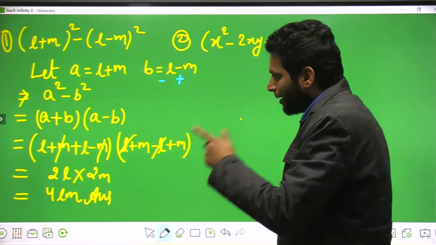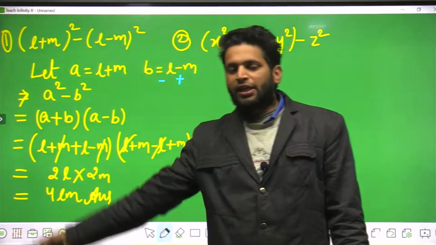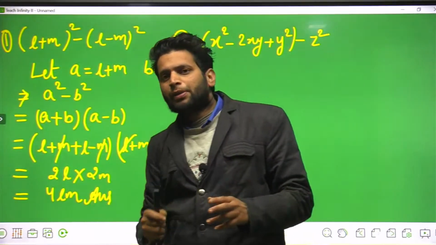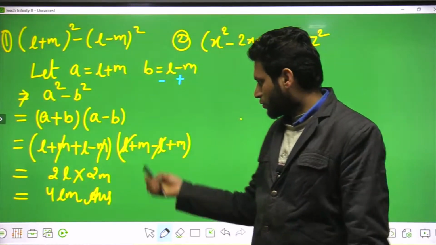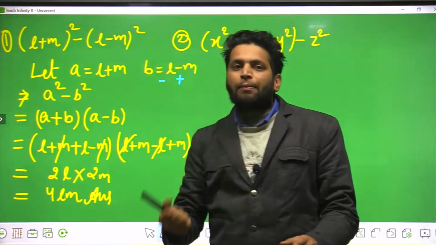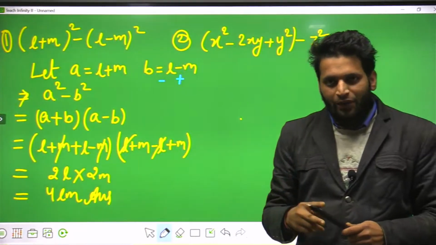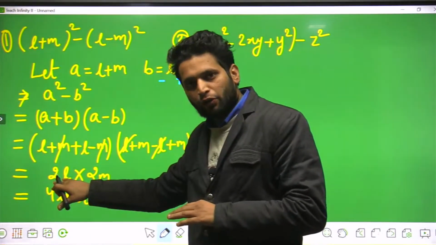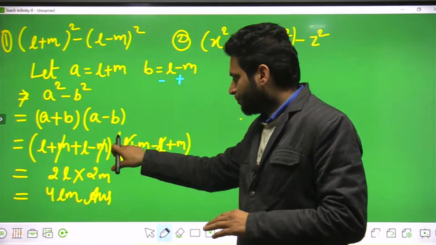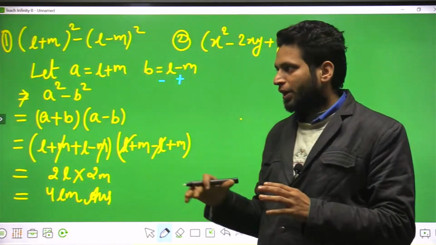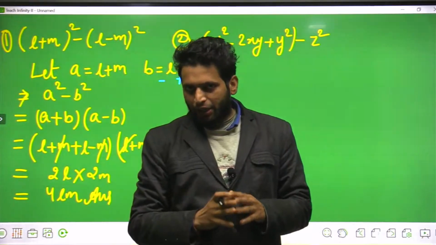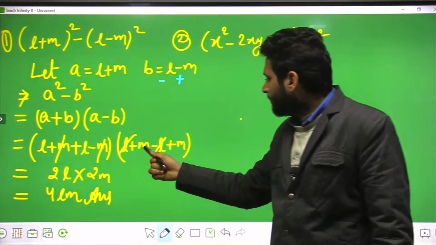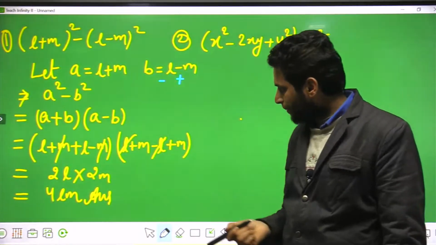Now we will write the remaining part. What is remaining? L plus L, so L plus L will be 2L. Just like that, M plus M will be 2M. That's why we write it here. If there is no sign between two brackets, let us always assume it is a multiply sign. So we write multiply and then M plus M, which will be 2M.